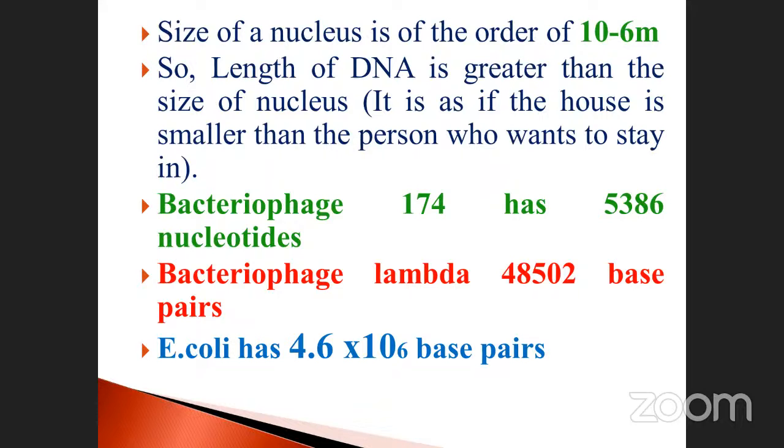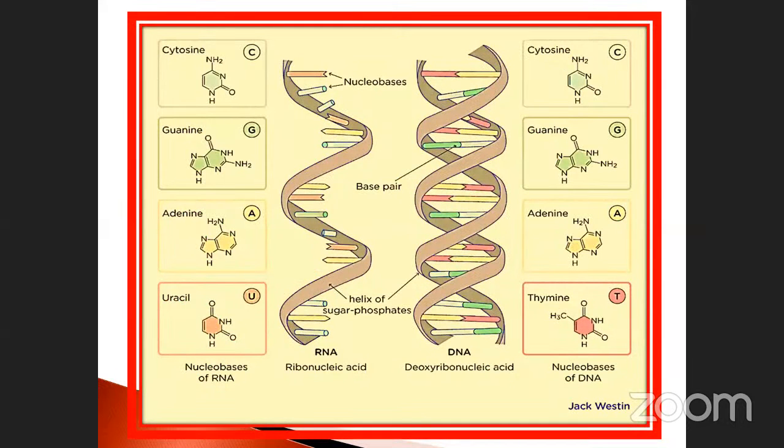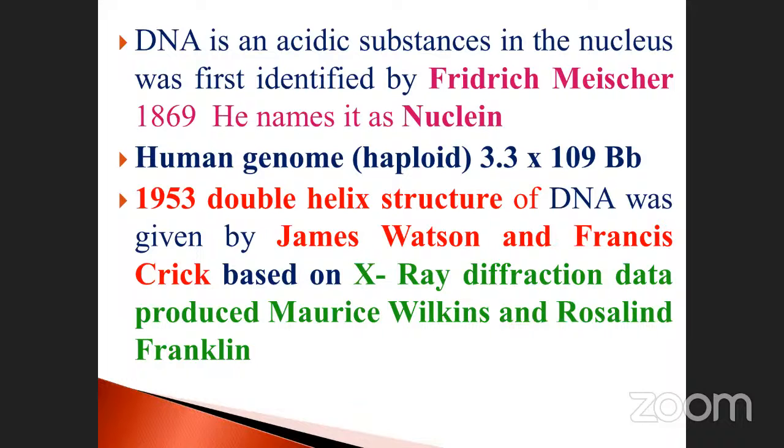Bacteriophage phi X174 has 5,386 nucleotides. Bacteriophage lambda has 48,502 base pairs. E. coli has 4.6 into 10 to the power of 6 base pairs. And then the human genome.